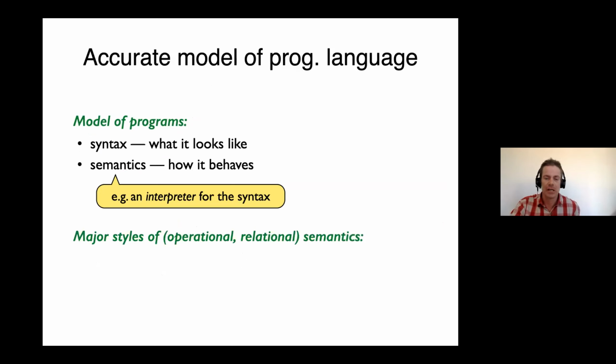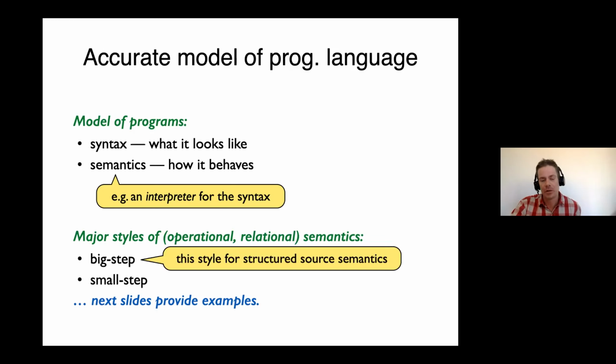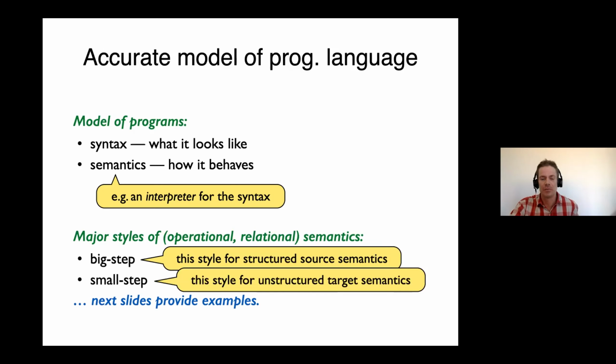There are major different styles of program semantics. Big step and small step are two flavors of them. In the next few slides, I'll give you examples of these for very, very basic programming languages. For big step, we'll use the structured source semantics in this example, and the small step will be for the unstructured target semantics. So, source language and target language.